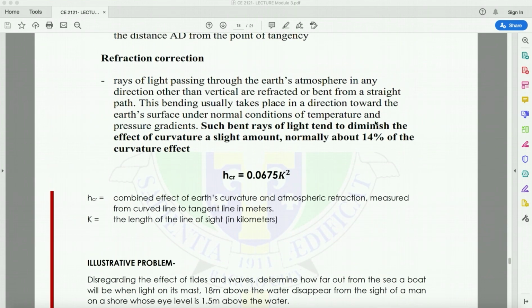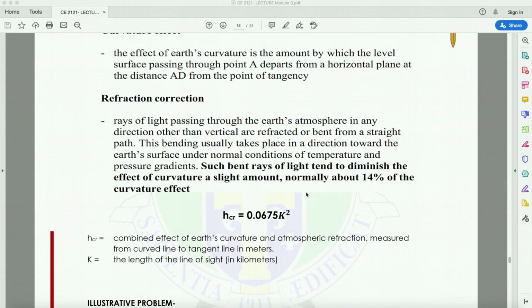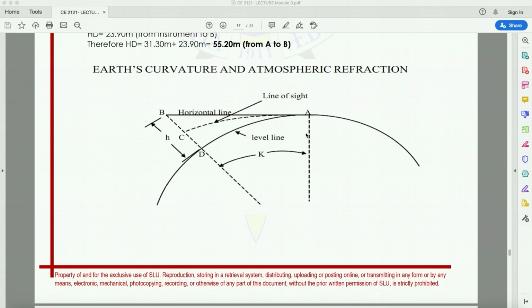So to correct that, we have the formula HCR is equivalent to 0.0675 K squared. HCR is the combined effect of the Earth's curvature and atmospheric refraction, measured from the curved line to the tangent line in meters. So from this point up to this point, the point of tangency.